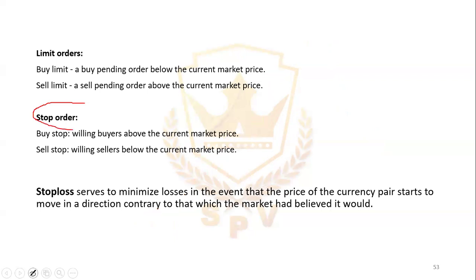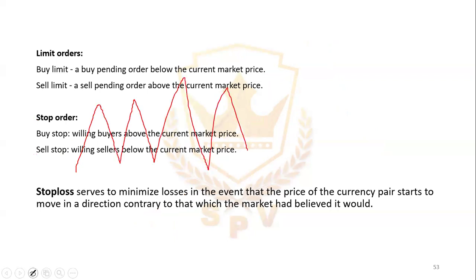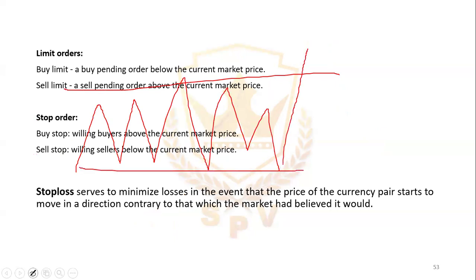We also have the stop orders, and we have the buy stops and the sell stops. For a buy stop, this means you are willing to buy above the current market price. This is mostly used by what we call breakout traders. So you see the market is maybe on a certain range, and you feel that if the market breaks above this range, the market will buy significantly. So you put your buy pending order at this area, whilst the market is at this price level.